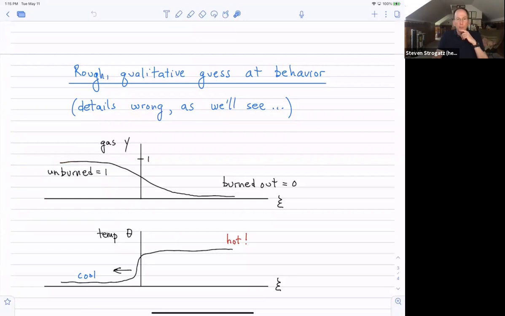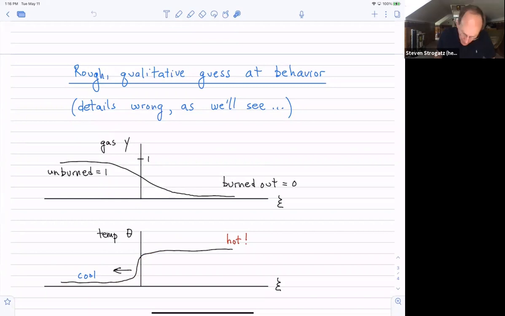Meanwhile, as far as the temperature is concerned, over here where the flame has gone, it's hot. And over here where the flame has not reached, it's cold. And right here in this burning zone, it's going from hot to cold, just ahead of the flame.